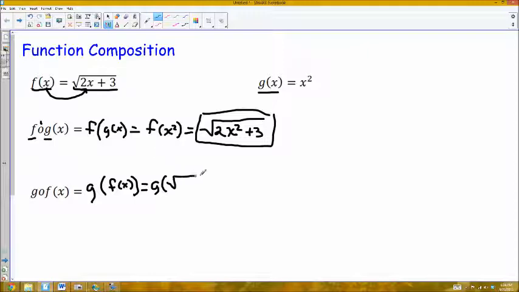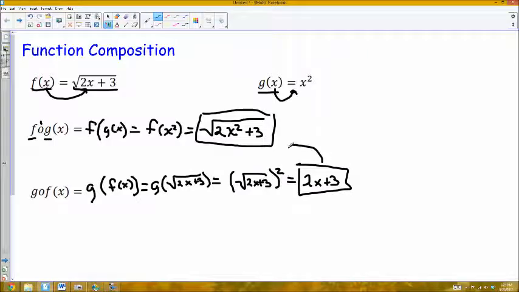So it would be g of the square root of 2x plus 3, which is equal to, well, this function g takes whatever my input is and squares it. So it's taking this entire input, the square root of 2x plus 3, and squaring it. Well, since squares and square roots are inverse operations, they'll undo each other, and it leaves me with just 2x plus 3. A very different result than the composition in the other direction.